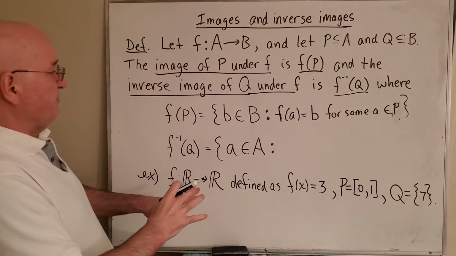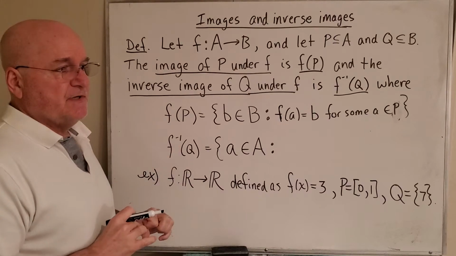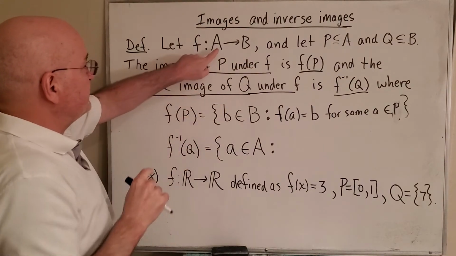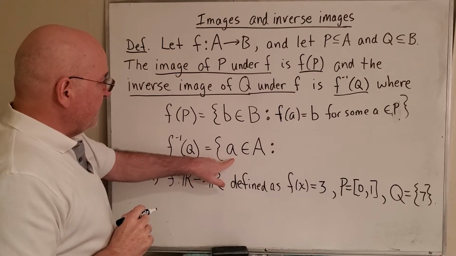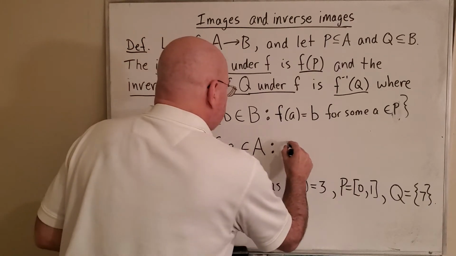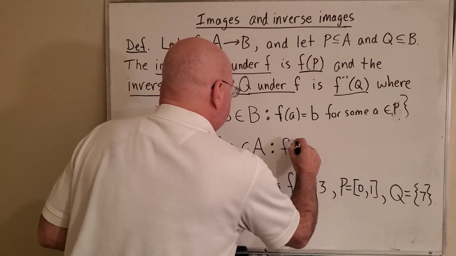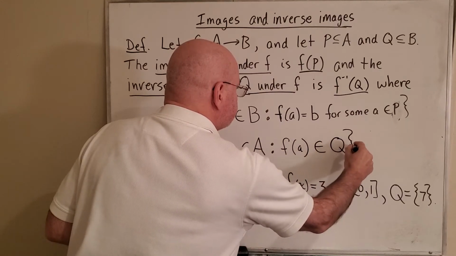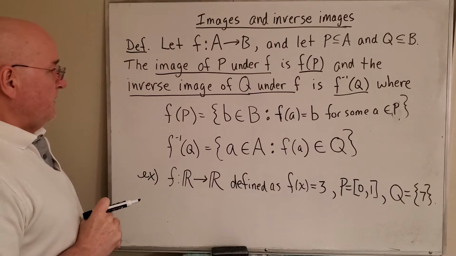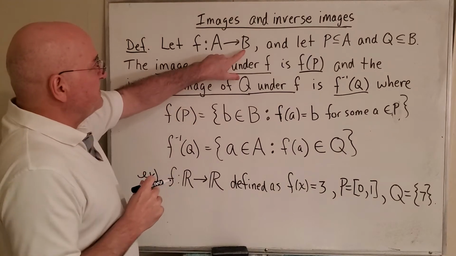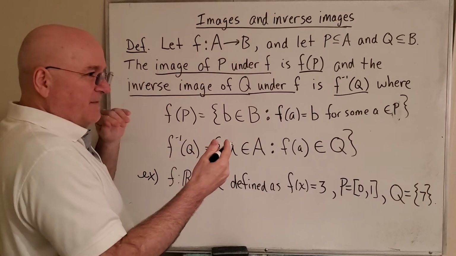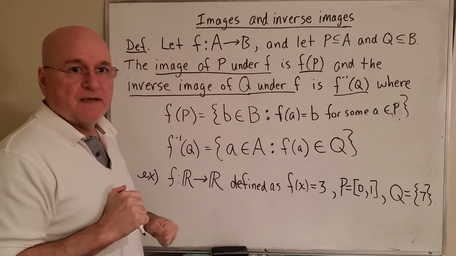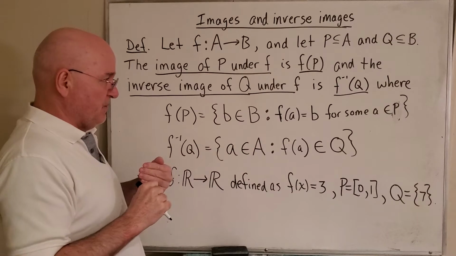Okay, now let's go the other direction. The inverse image of Q. Q is a subset of B. So it's going to be elements in A, and it's going to be all of the elements of A such that f of a is an element of Q. Okay, so we're looking at all the elements in Q. Q is a subset of B. What elements in A map to it? And that is the inverse image of Q.